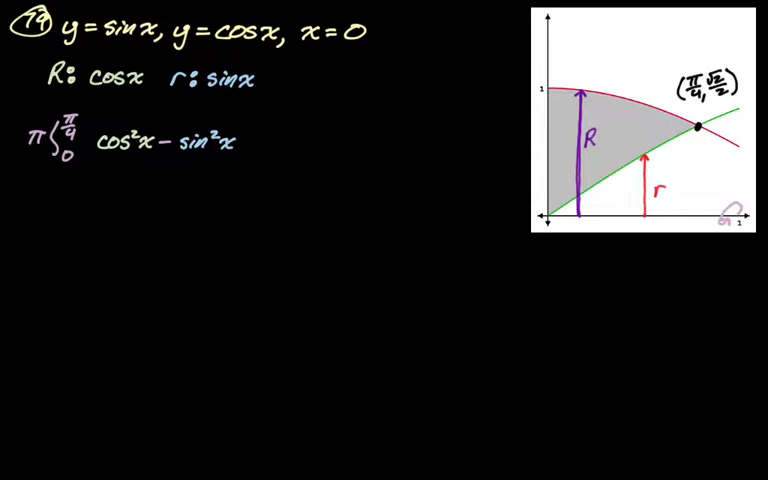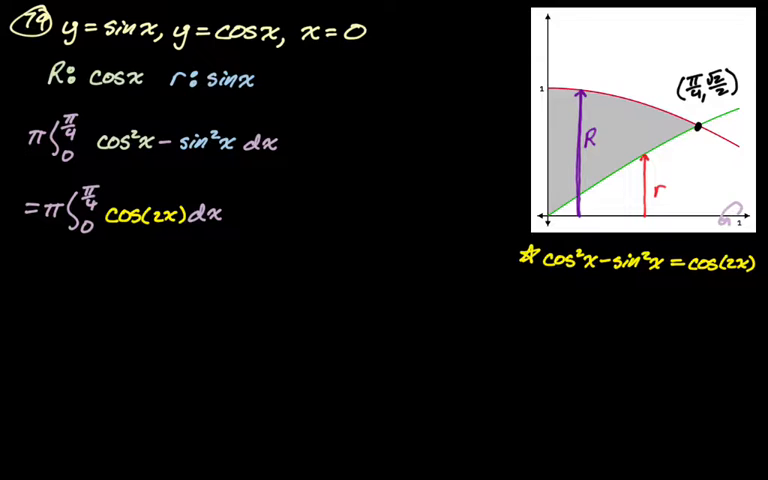Now this looks a little intimidating, except cosine squared minus sine squared is famously a trig identity, so this is not as bad as you might be imagining. Cosine squared minus sine squared is the cosine of 2x. Highly recommended that you know that identity. Sine of 2x is also a useful identity. That's 2 sine cosine. So I'm going to replace the integrand with cosine of 2x.